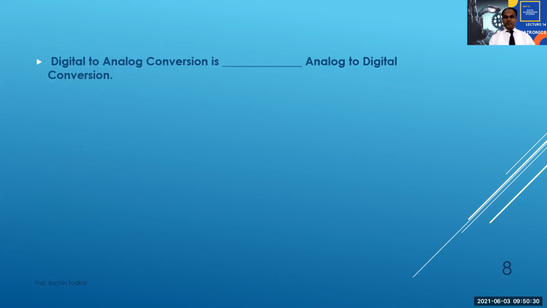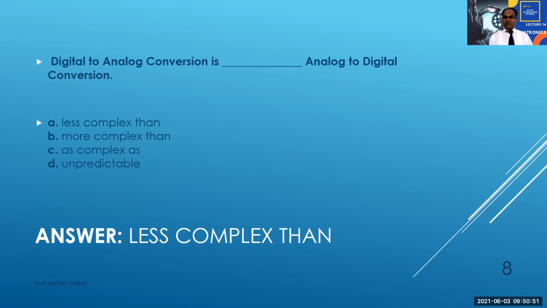Next question. Digital to analog conversion is ... analog to digital conversion. The choices are less complex than, more complex than, as complex as, or unpredictable. Digital to analog conversion is actually very easy. So it is less complex than analog to digital conversion. Analog to digital conversion requires 8-bit, 12-bit, 128-bit, etc. microprocessors. But digital to analog conversion is very easy, so you can do it with a less complex mechanism.